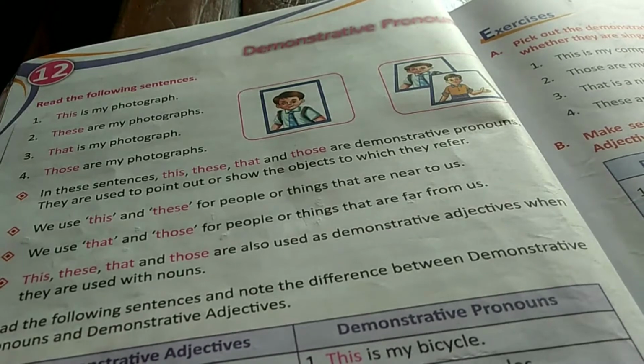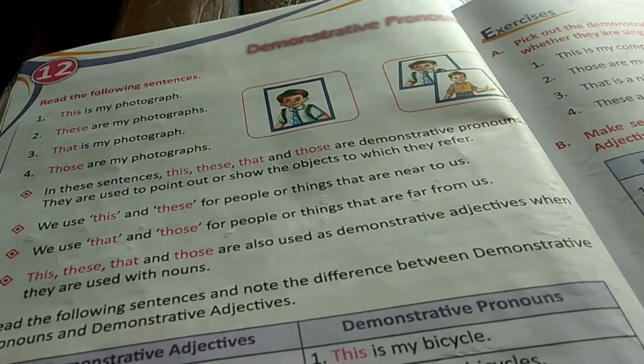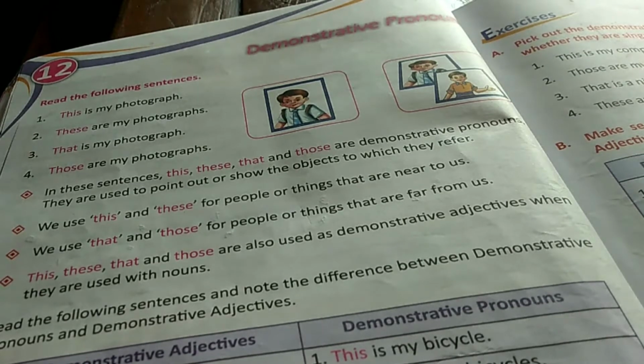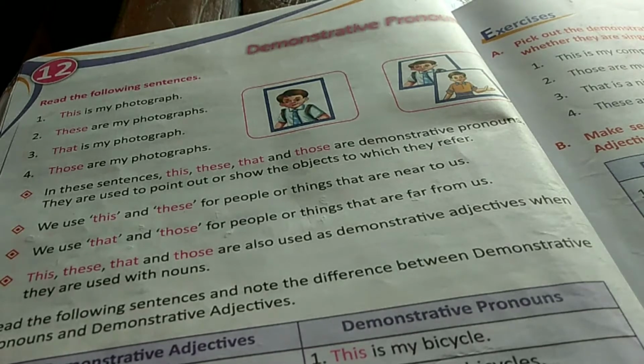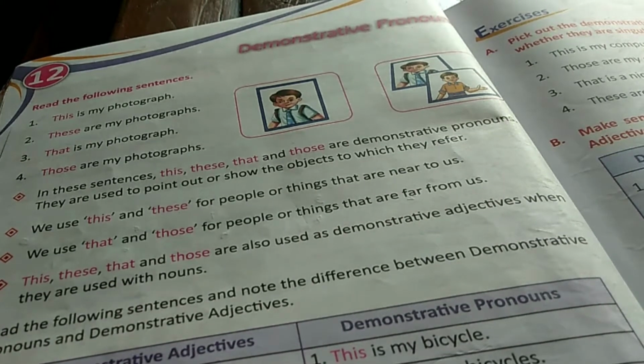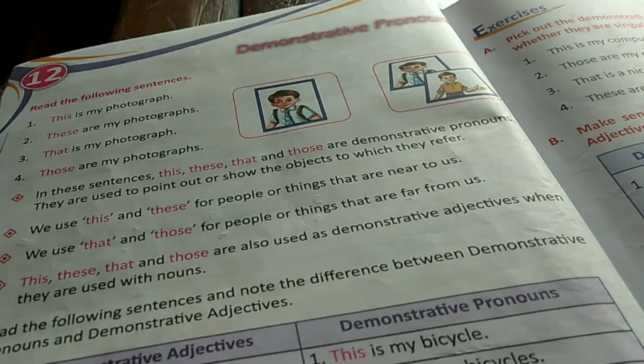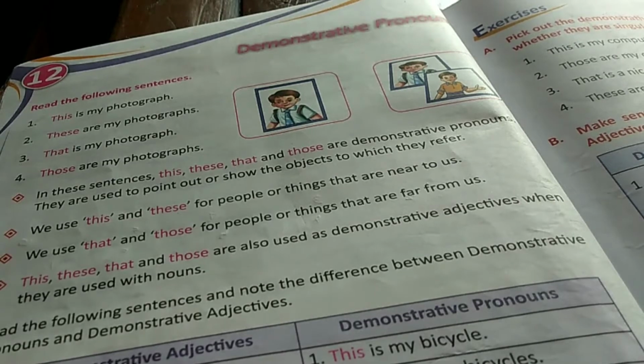And this and that are used with the singular nouns. And these and those we use with the plural nouns. We can also use this, these, that and those as demonstrative adjectives. When they are used with nouns, we can say these are demonstrative adjectives.